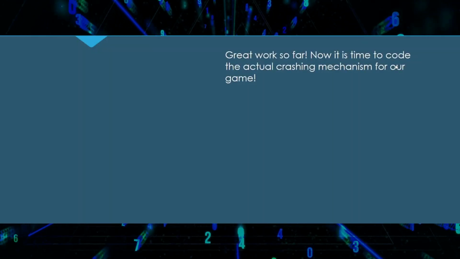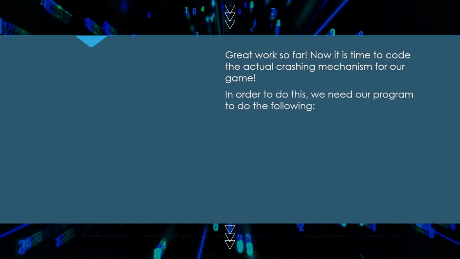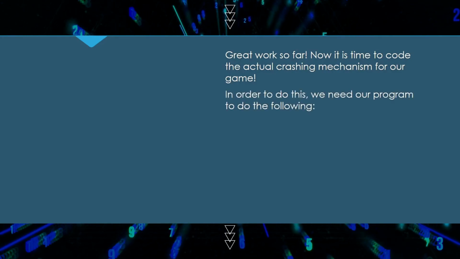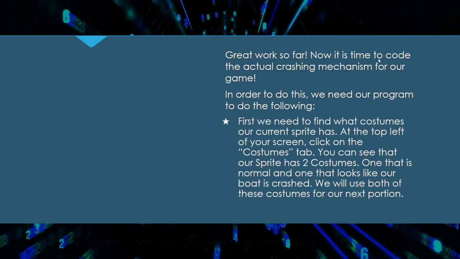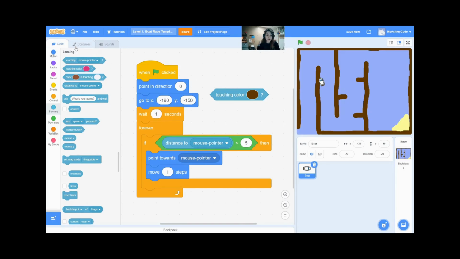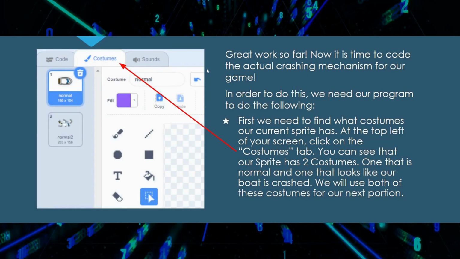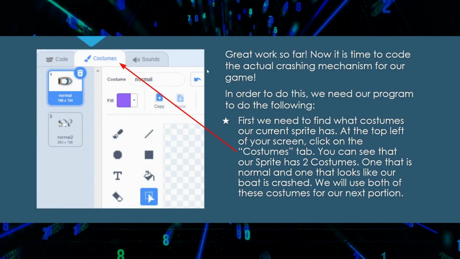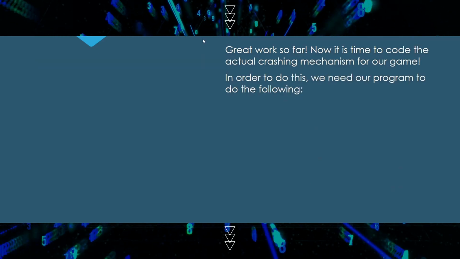Great work so far. Now it's time to code the actual crashing mechanism for our game. In order to do this, we need our program to do the following. First, we need to find what costume our current sprite has. At the top left of your screen, click on the Costume tab. You can see that our sprite has 2 costumes, one that is normal and one that looks like our boat is crashed. We will use both of these costumes for our next portion.